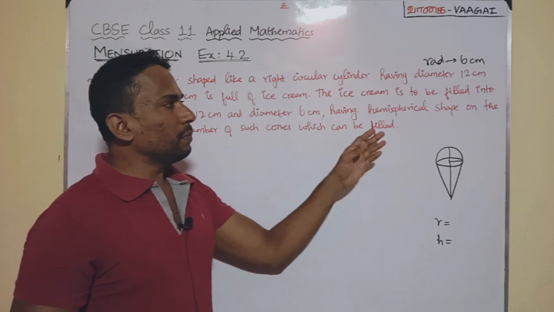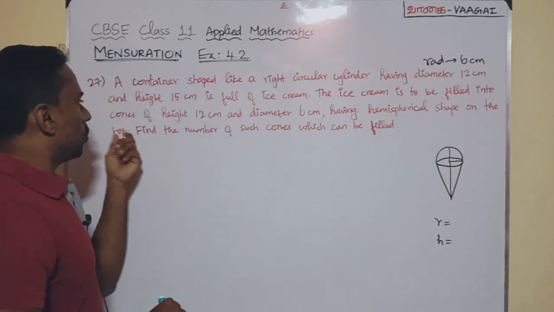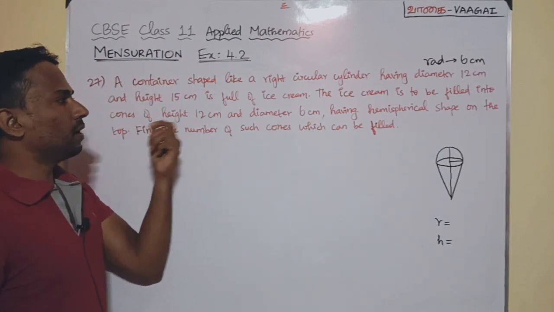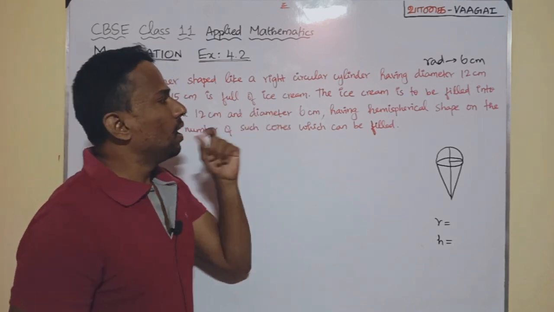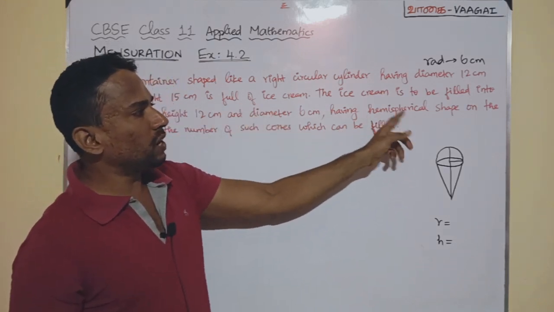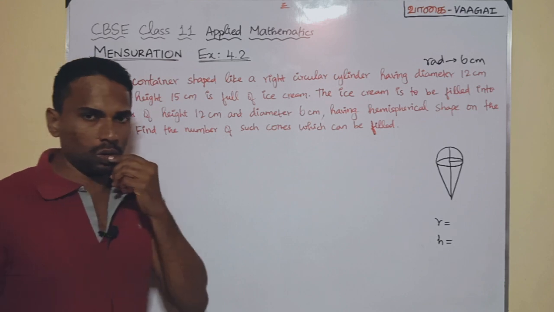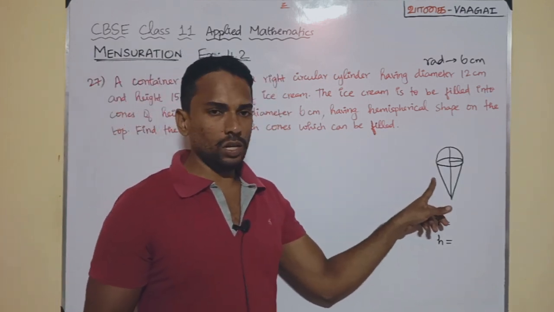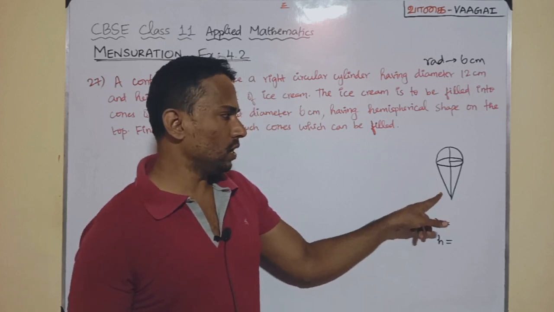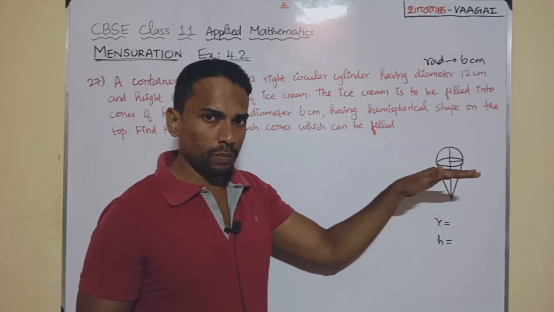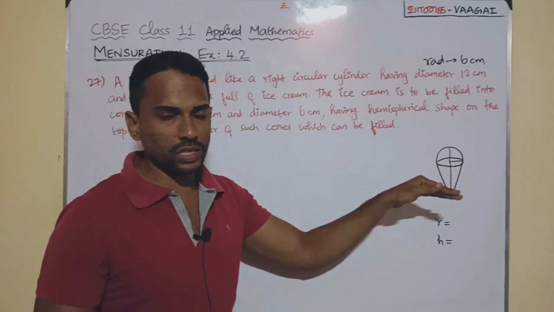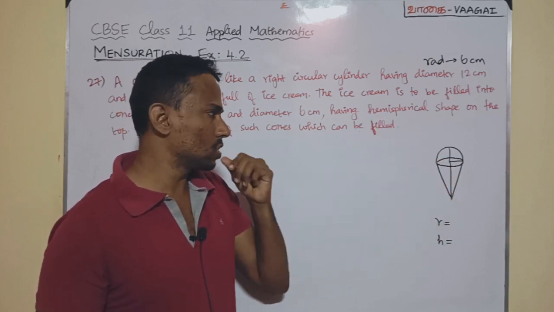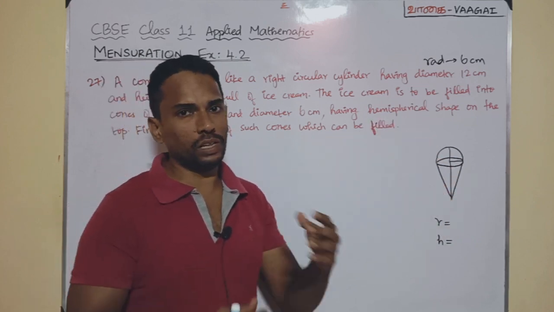Now the ice cream is to be filled into cones of height 12 centimeter and diameter 6 centimeter, having a hemispherical shape on the top. So now they are going to fill ice creams, cone ice creams, and this is how the shape of the cone ice cream will look like. Now you can see a cone here. The cone will be filled, and at the top of the cone they are going to keep a hemisphere. Okay, yes. So now this way they are going to fill the ice creams.